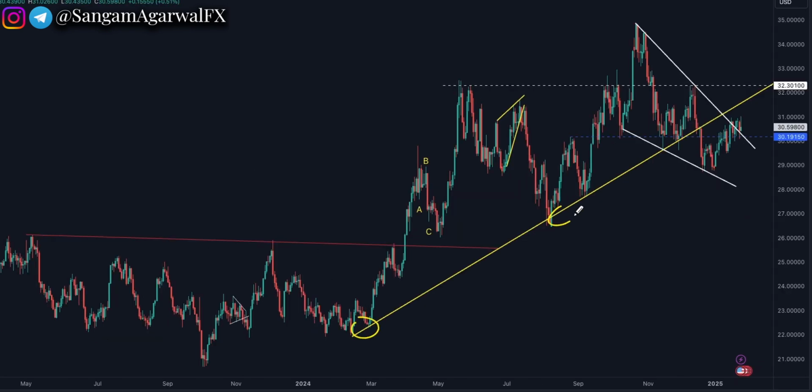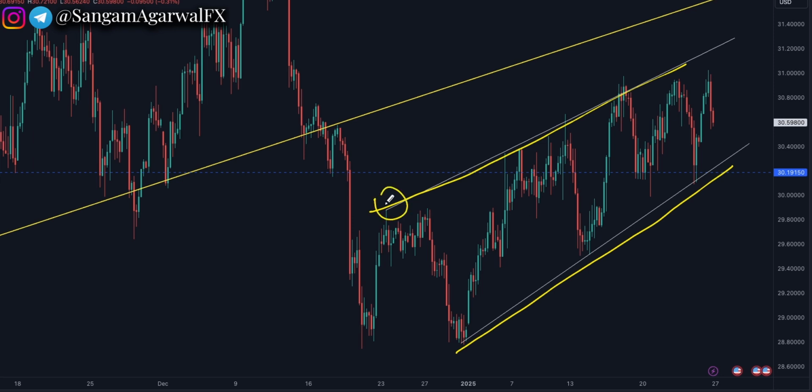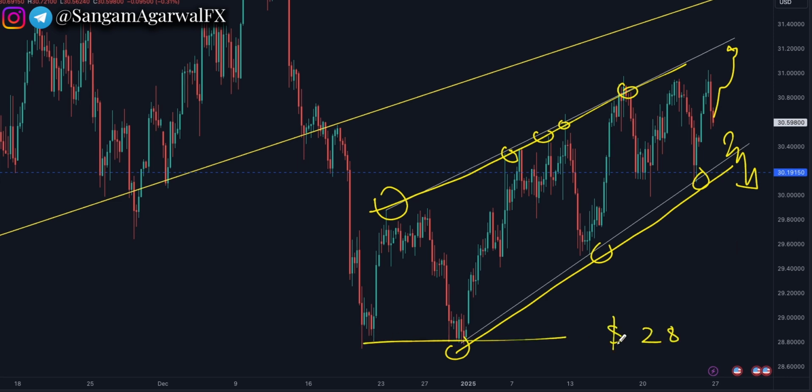Silver, this trend line breakout, now retest happening. This big resistance level, retest happening. For more clarity, if you see the same technical setup from daily to H4 time frame, then we have this rising wave chart pattern, price testing upper and lower trend line again and again. So upper trend line retest is a ceiling opportunity, lower trend line breakout, then you can expect a new lower low below $28.